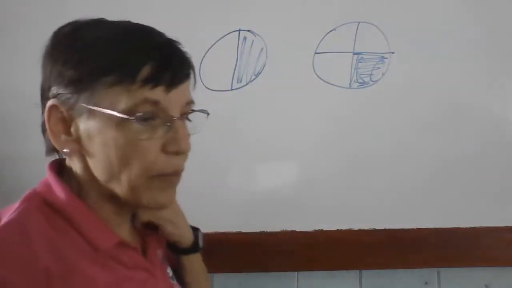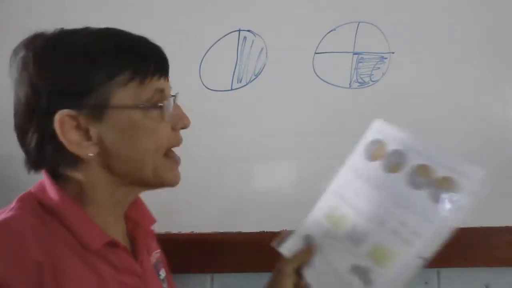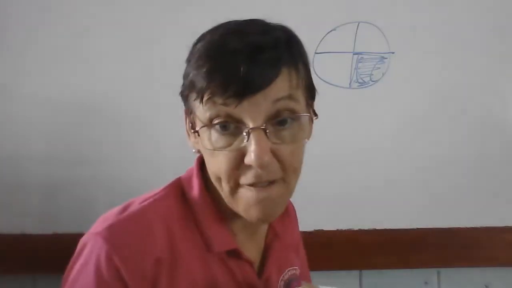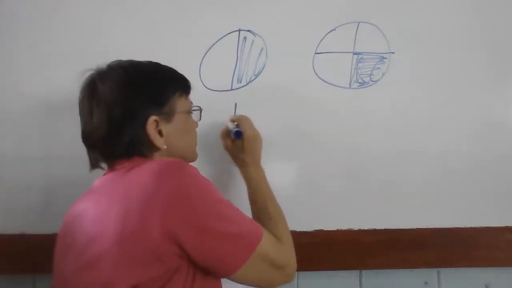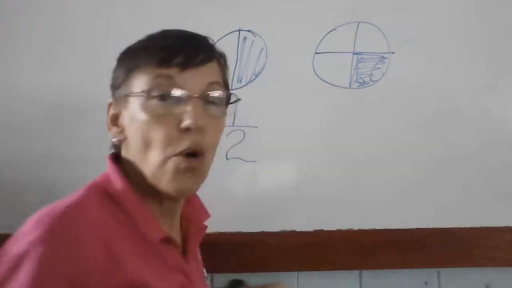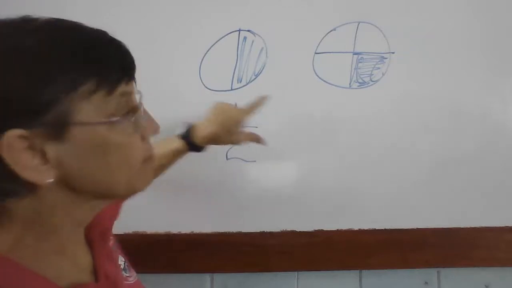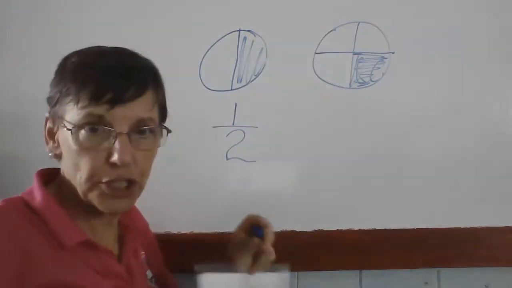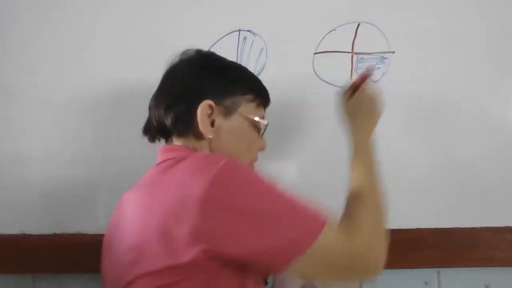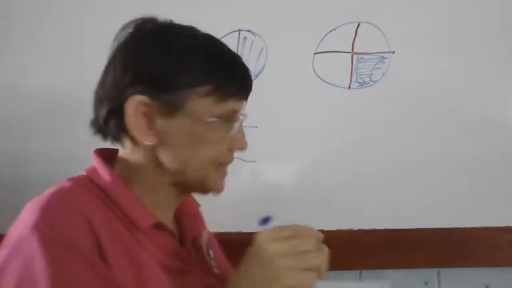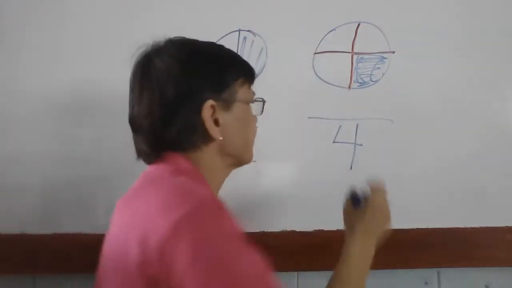Now, when we do a fraction, we say how many pieces it is divided into, right? And that's the number that goes on the bottom of our fraction. So this one, how many pieces do we have? 2. We have 2 pieces, right? How many are colored? 1. Here, how many pieces did we divide it into? We divided it into 4 pieces. How many are colored? 1.